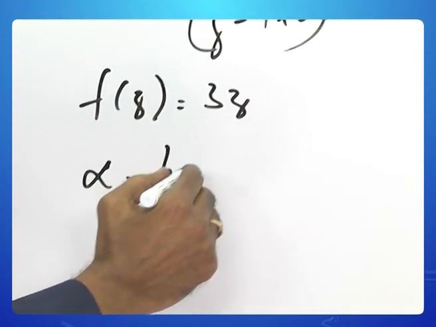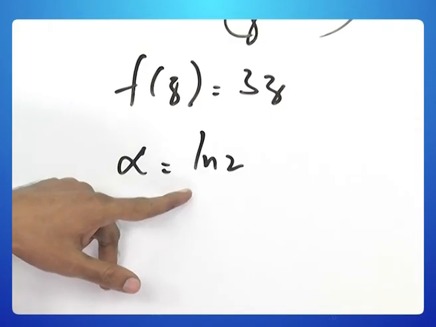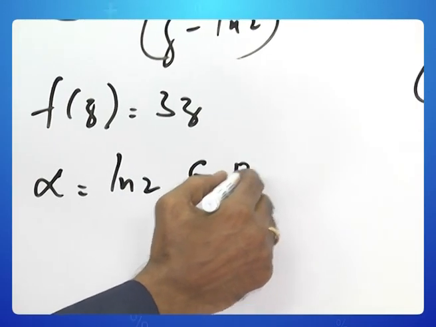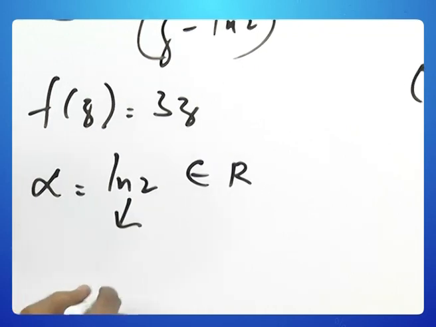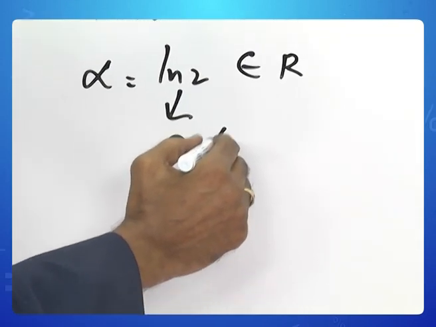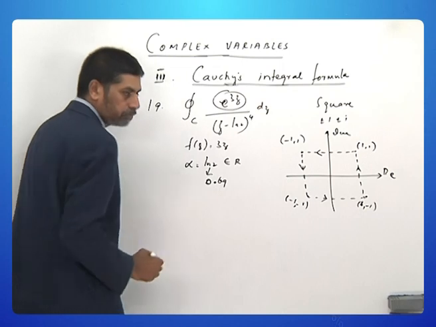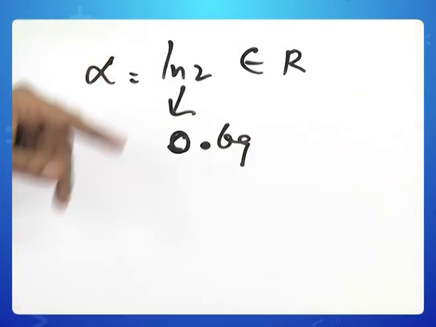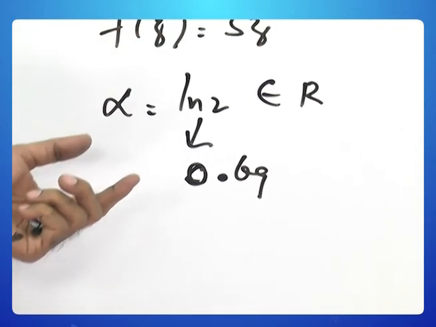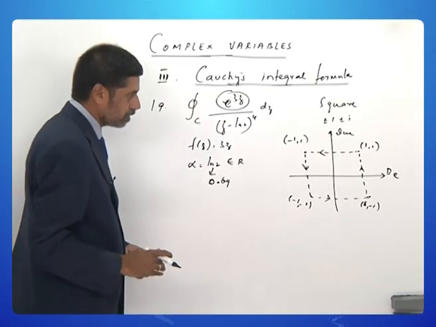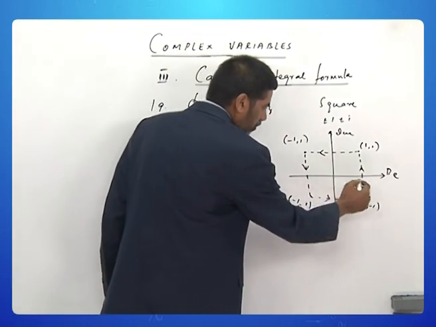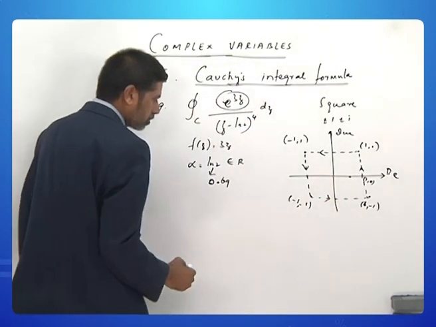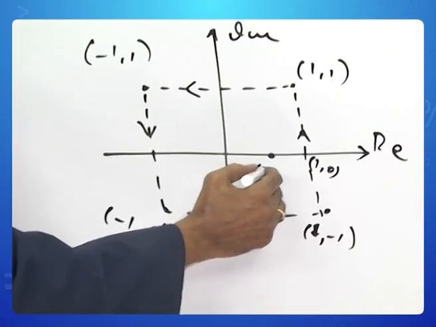We will check whether the singularity alpha is equal to log 2 is inside the contour. First of all, this is a real number and the approximate value of log 2 is 0.69. Don't mistake it as 0.3 because that is for the common logarithm base 10. Natural logarithm log 2 is approximately 0.69. Now this is a 1 unit. So 0.69 is definitely inside the contour. So this is the location of alpha is equal to log 2.